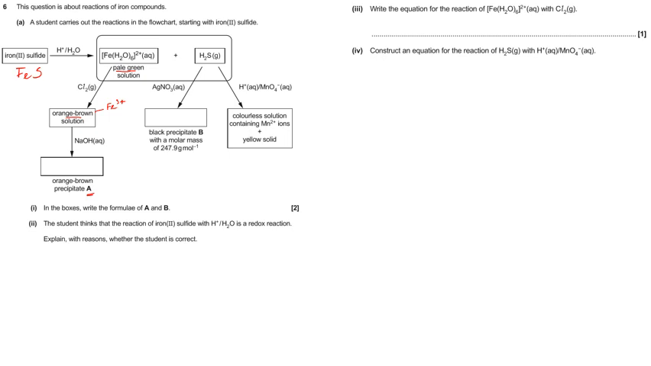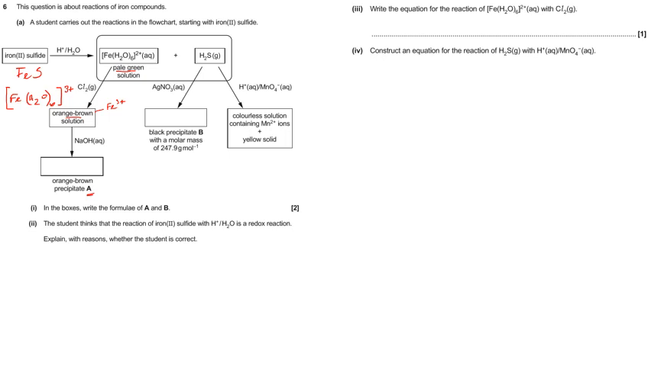So the chlorine must be acting as an oxidizing agent. So we're going to have Fe, it's still a hexaaqua complex, but it's going to be 3+ now, because our iron has been oxidized by the chlorine.